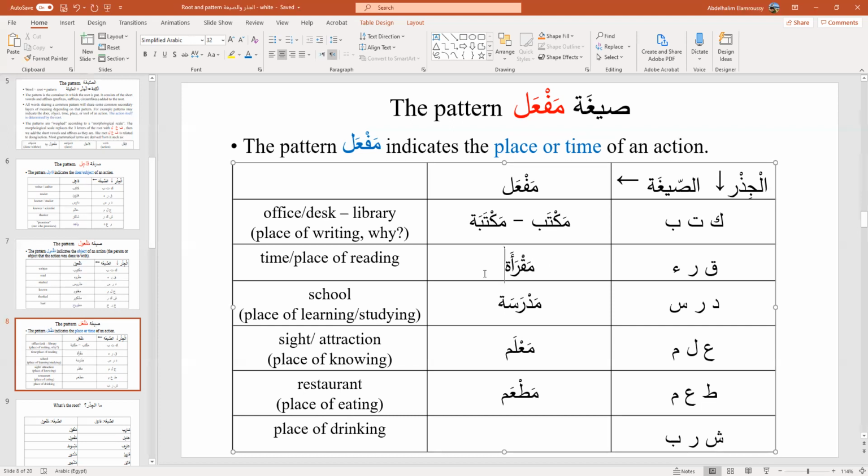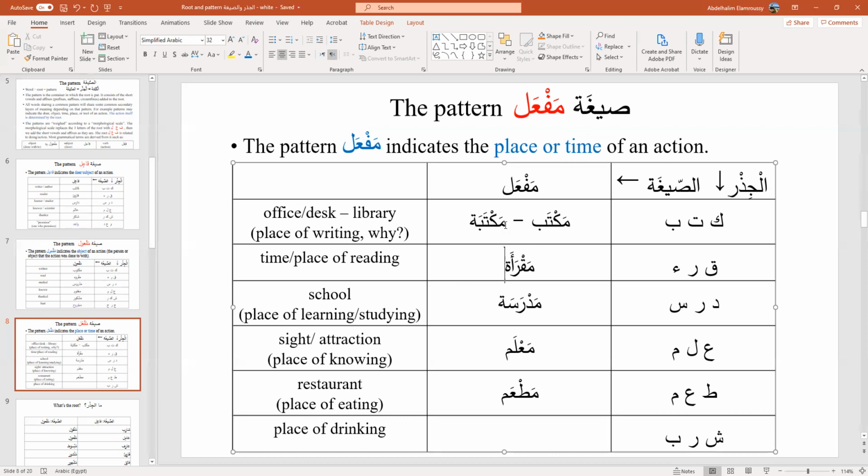Same for maqra'a. Maqra'a, which is the time or place of reading, was used to indicate school in the old times. So that's the place of knowledge. It's the place giving knowledge, and knowledge is life. So for Arabs, again, there's a logic for that. Knowledge is life, actually, or more important than life. So by giving knowledge, you're actually giving life. That's why the word maqra'ah is used in the feminine.